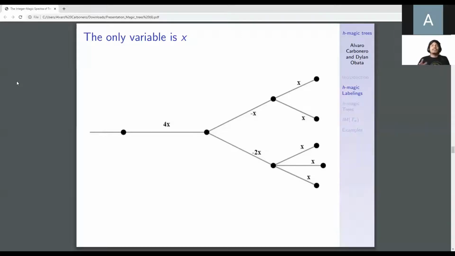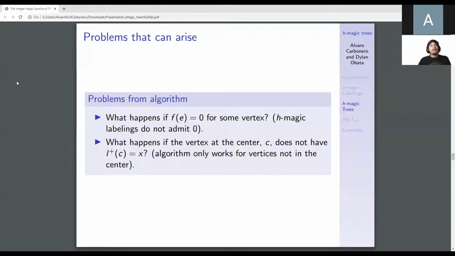And when choosing an x, because you cannot leave it as x, you have to choose x equal to 1, 2, or some value between 1 and h for H-magic. So when choosing an x, there are 2 problems that can arise. The first problem is what happens if f of e is equal to 0? Remember that in an H-magic labeling, an edge will have the value of x times f of e. So if f of e is equal to 0, then the labeling of that edge would be 0 too.